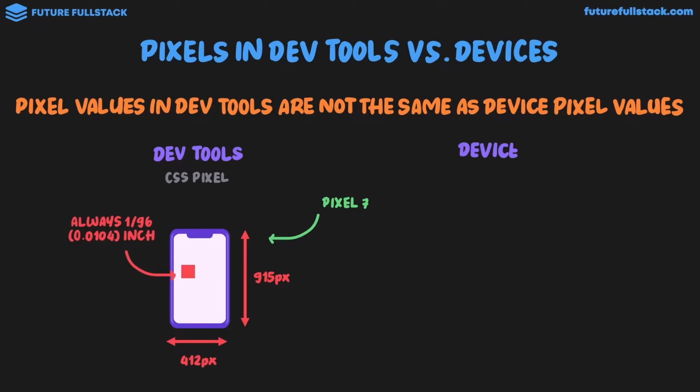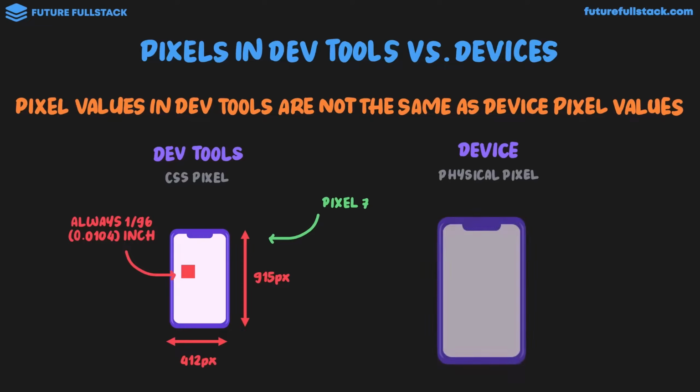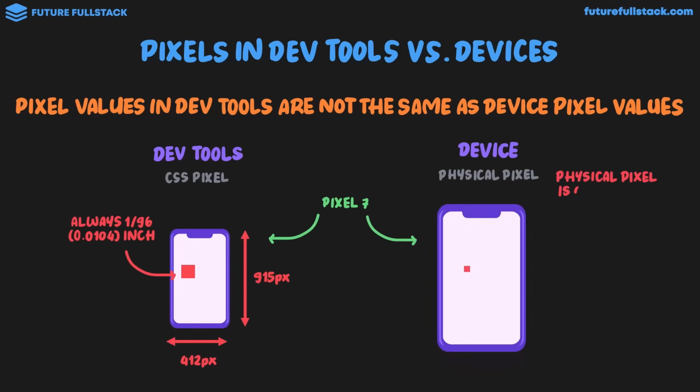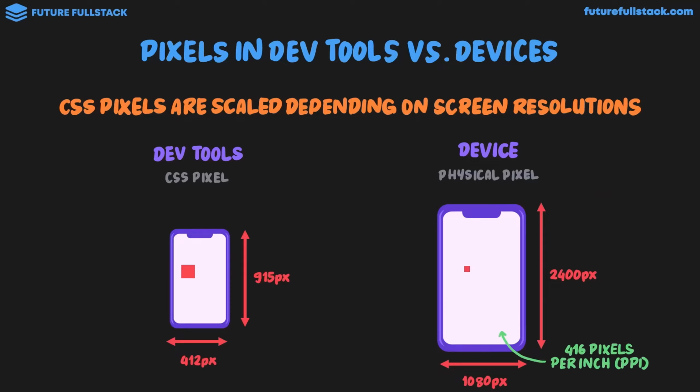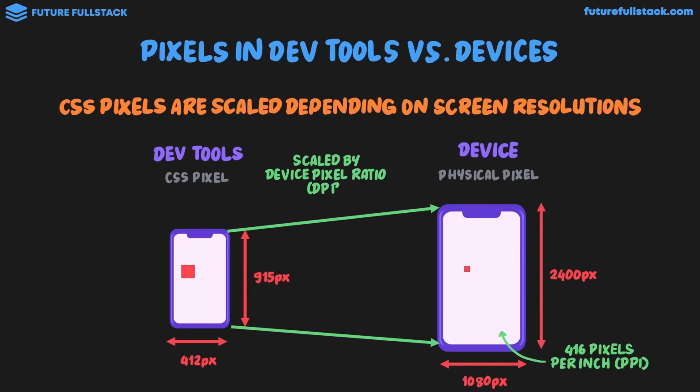Looking now at the actual device, this uses physical pixels. So for a Google Pixel 7, the physical pixel is 0.0024 of an inch, which means that there's 1080 pixels in width and 2400 pixels in height. Now, CSS pixels are scaled depending on the screen resolution. Our Google Pixel 7 has 416 pixels per inch. So from DevTools to the physical device, in order for the browser to know how many physical pixels to allocate inside the device screen based on the CSS pixels defined in our code, the pixel is scaled by the device pixel ratio, the DPR. In this case, it would be multiplied by about 3.